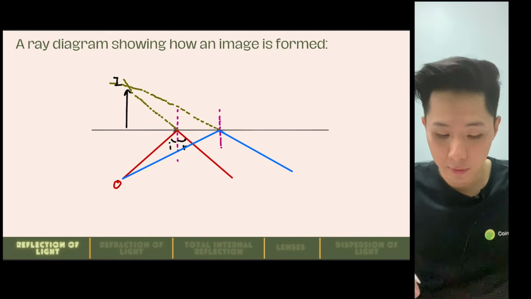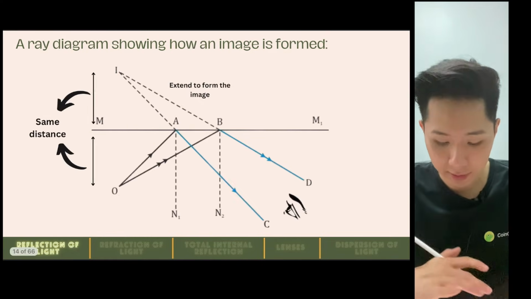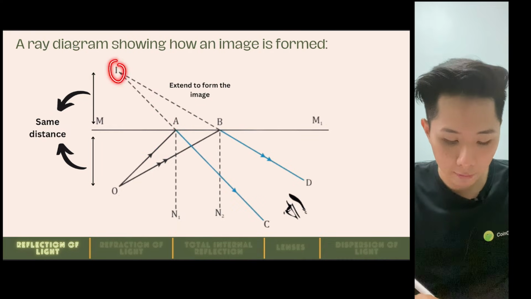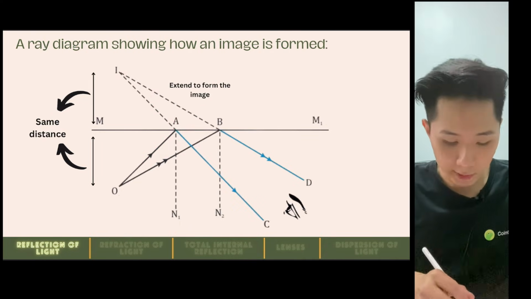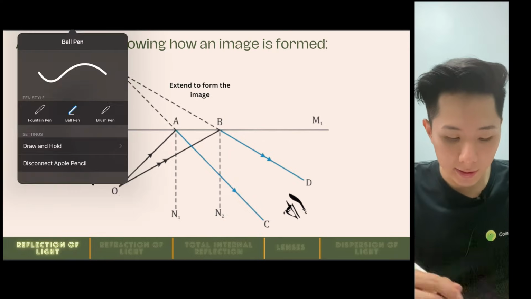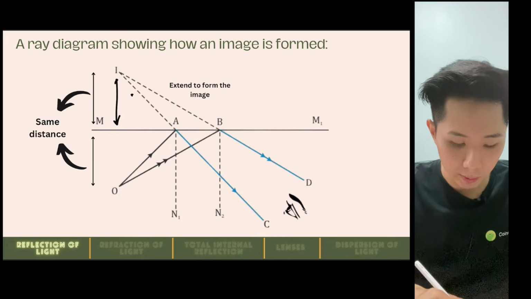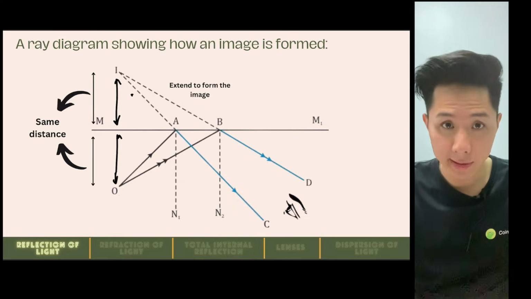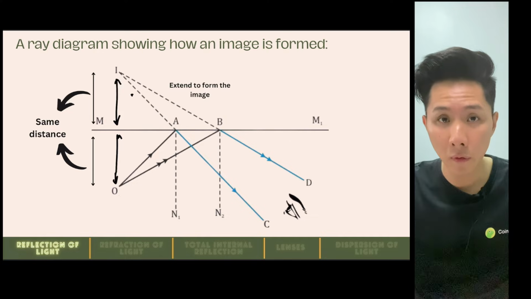To show you a better version of the ray diagram, I've prepared a completed slide. So this is the better version. This is exactly what I drew. I draw the angle of incidence equal to the angle of reflection, and then extend the lines backward until I see an intersection, which will be the image I. As you can see, the distance between the image and the mirror, and the distance between the object and the mirror, should be the same, because that's one of the characteristics of an image formed in a mirror.